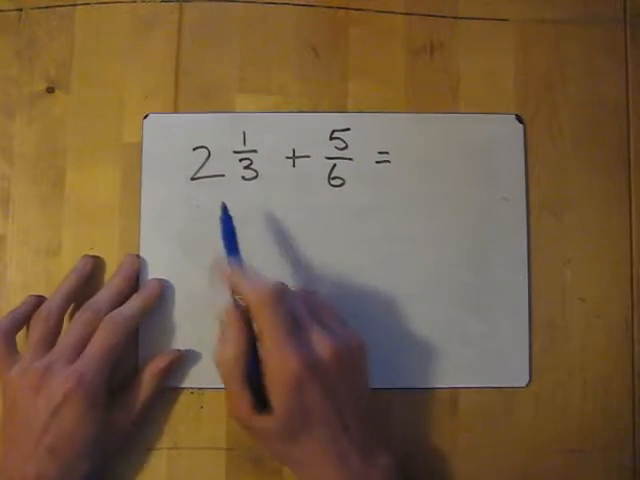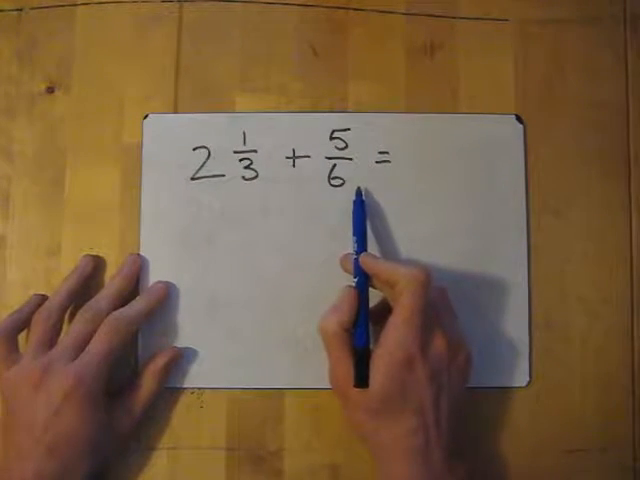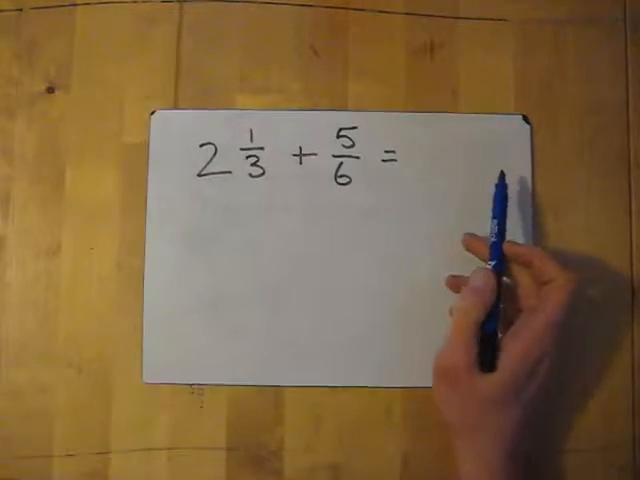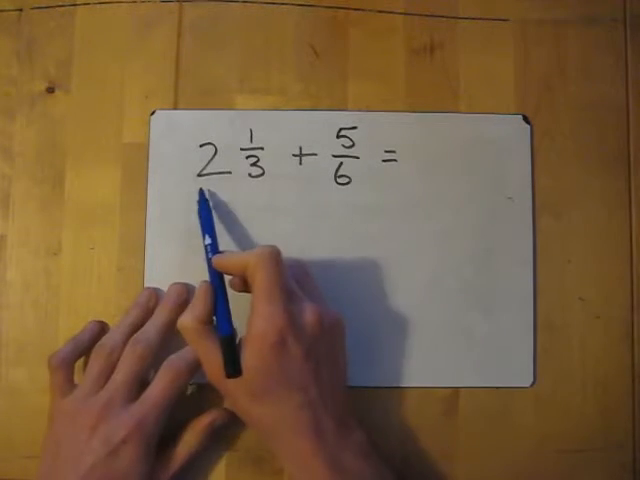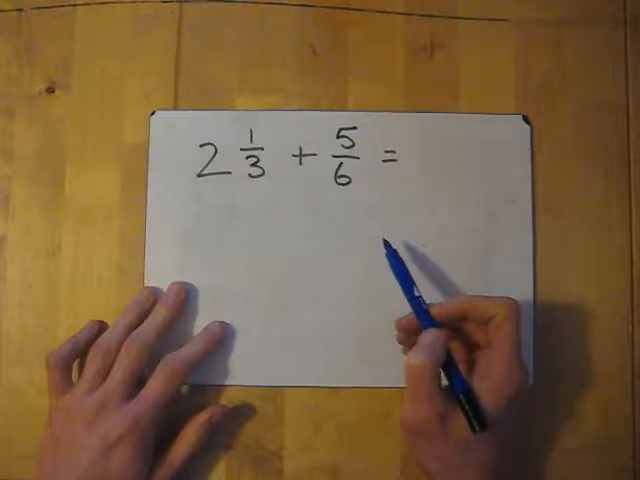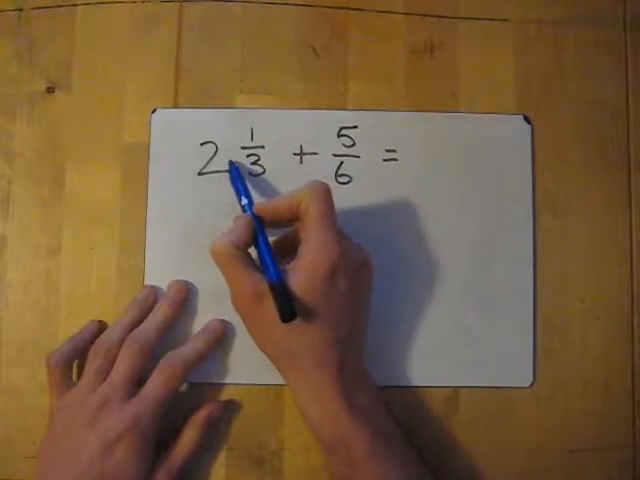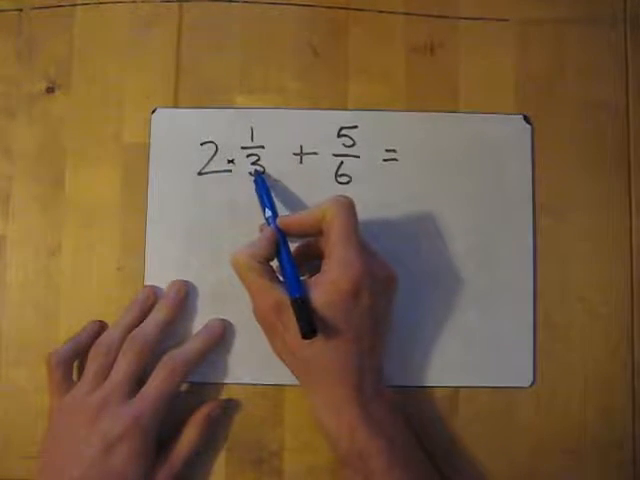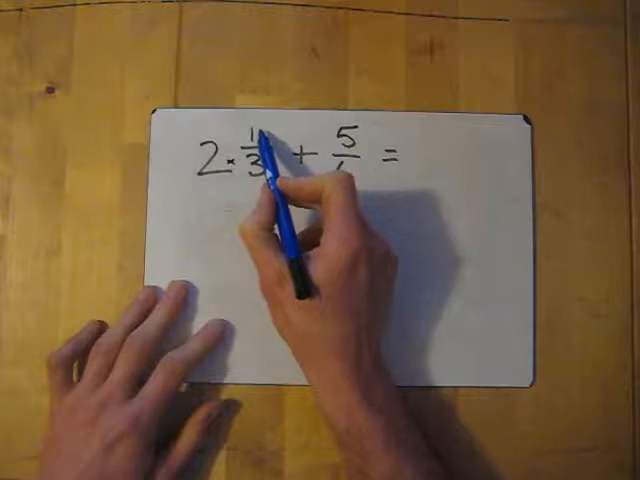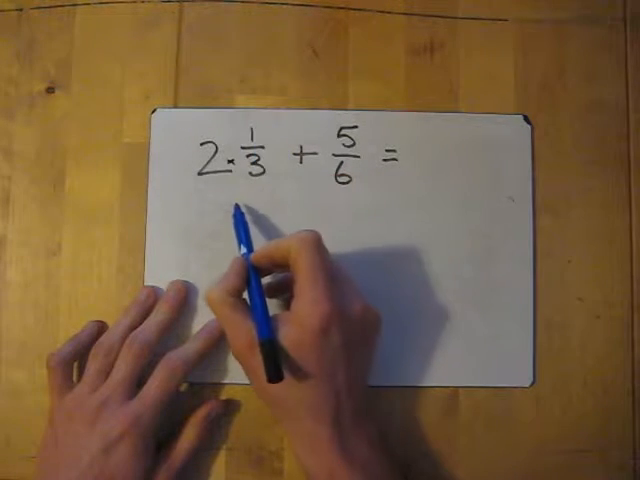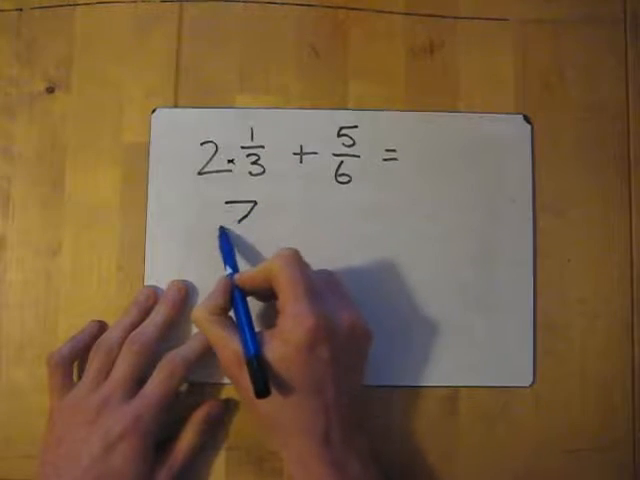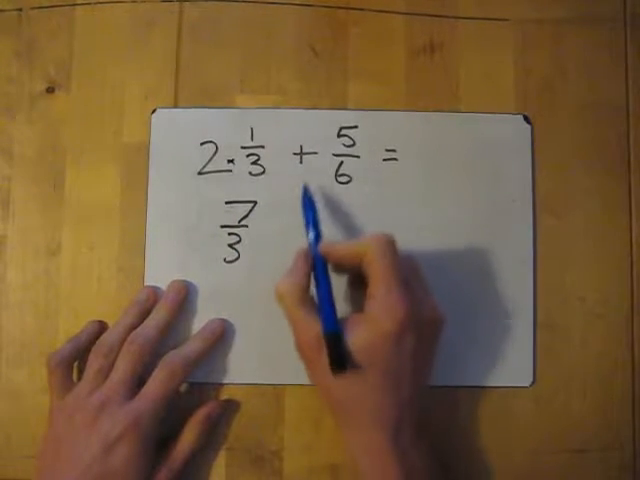So first off, we've got 2 and a third, so we've got our mixed number and our fraction. We're going to add them together. So first thing I do is I convert this into an improper fraction. Okay, so I ask ma for help, so multiply. You multiply the bottom two numbers, which gives me 6, and then add the top number, which is 7. So the bottom number stays the same, so it's 7 over 3.